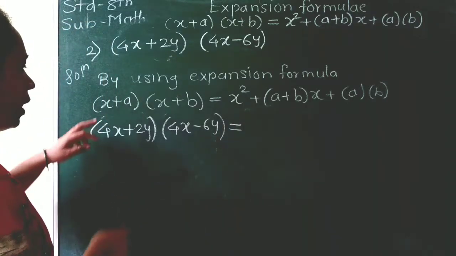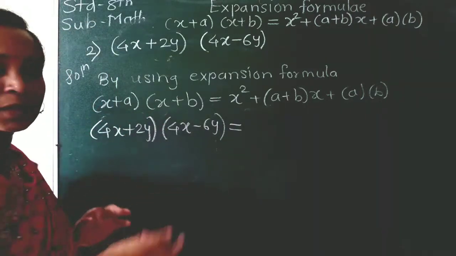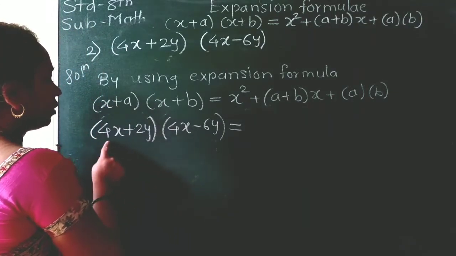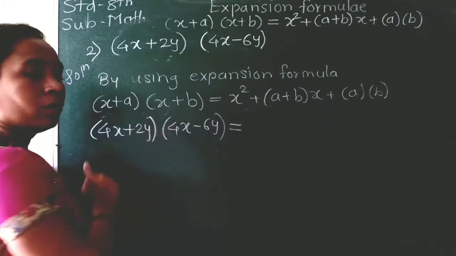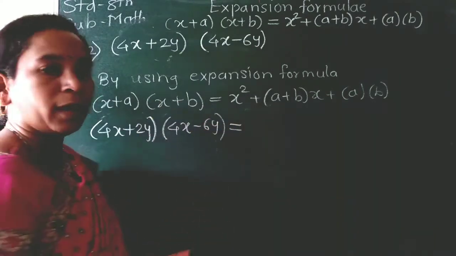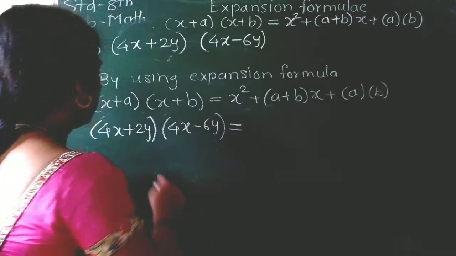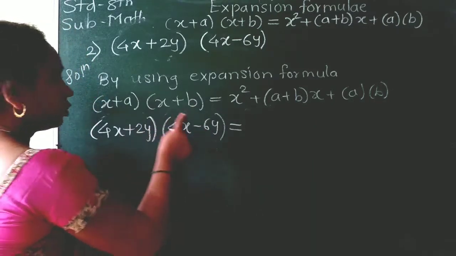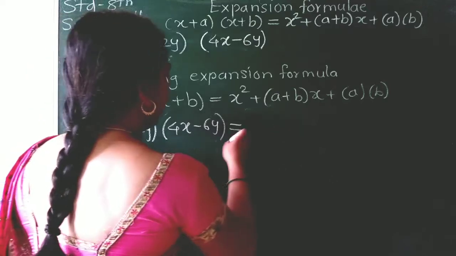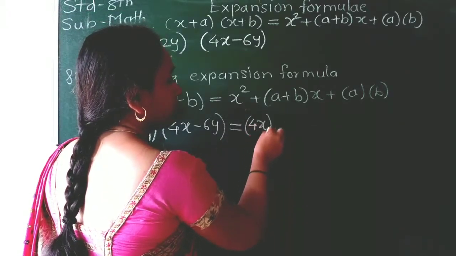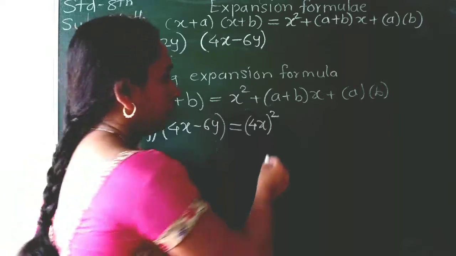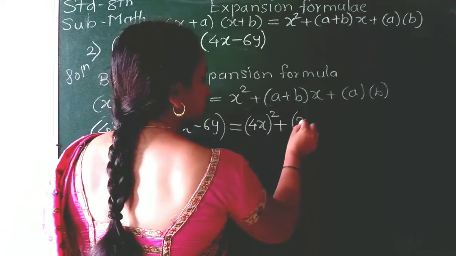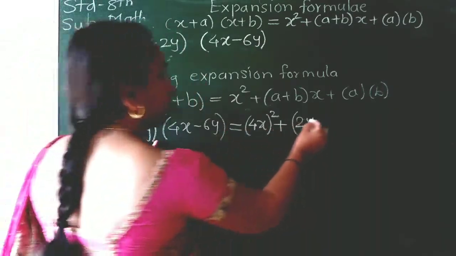Now, if you observe, my x, which is the common term, is replaced here. It is not x now, it is 4x. Instead of x, I have to write 4x because my common term is 4x. So wherever you find x, you have to replace it with 4x. Now a's value is 2y, b's value would be minus 6y. So, (4x)² plus a and b's addition: a is 2y, b is minus 6y.